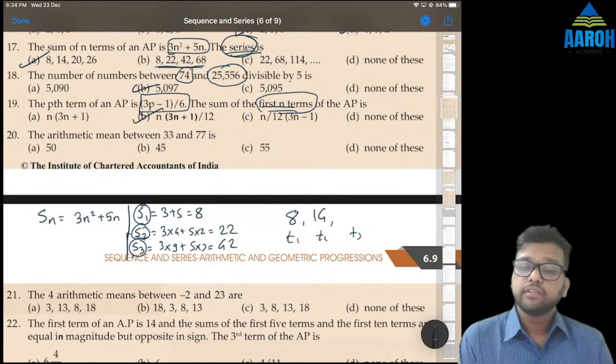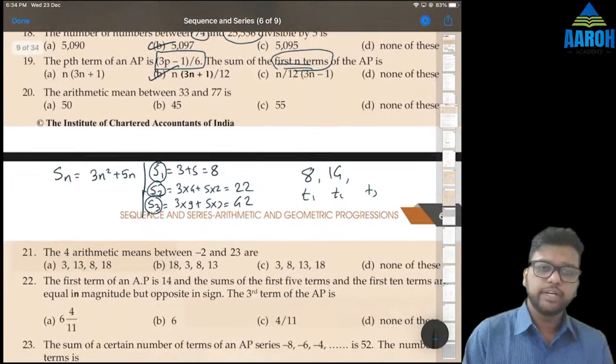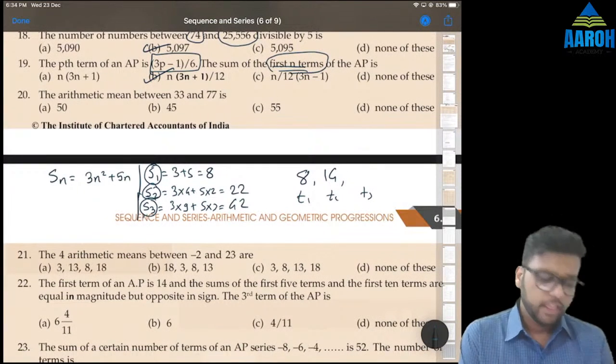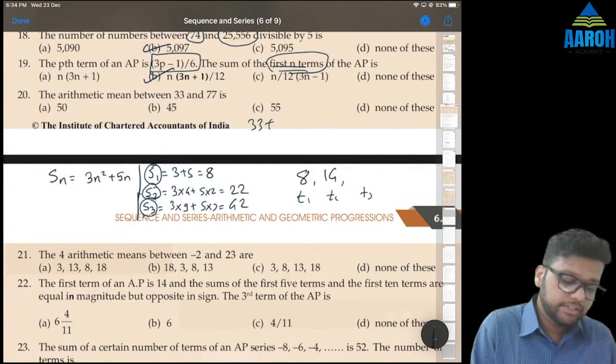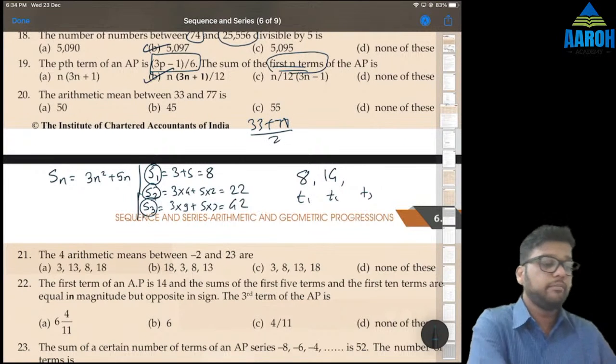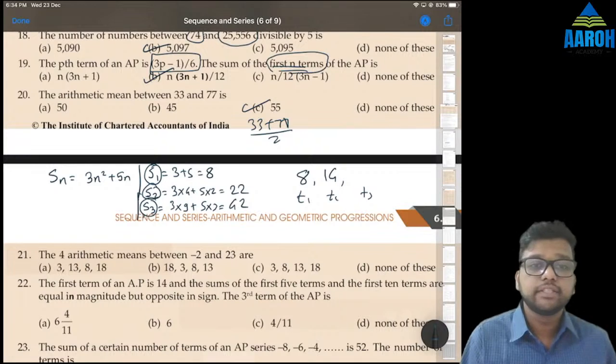B is the correct answer, 19th. Got it, everyone? If yes, 20th. Arithmetic mean between 33 and 77, that is easy. AM is (33 plus 77) by 2. 33 plus 77 by 2 is what? 55. Option C.